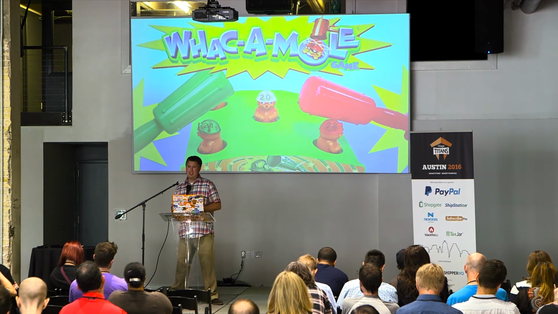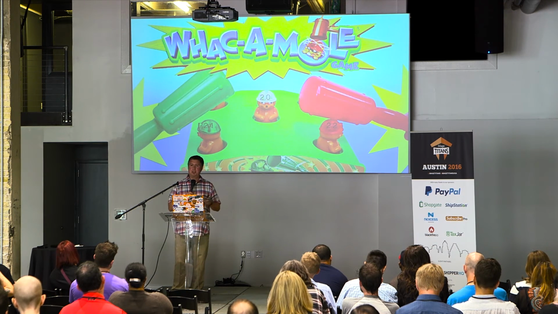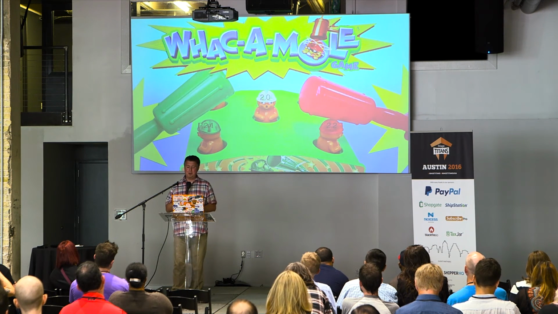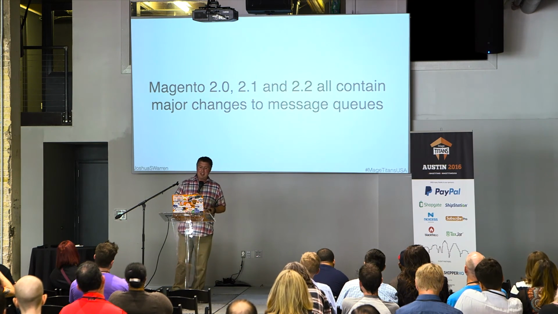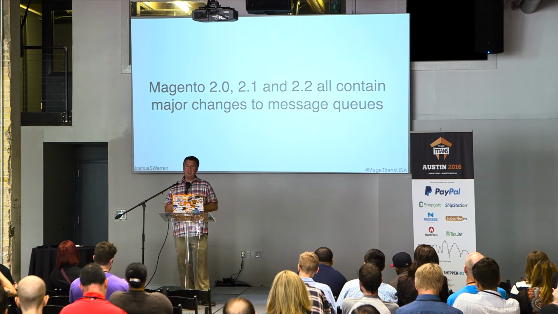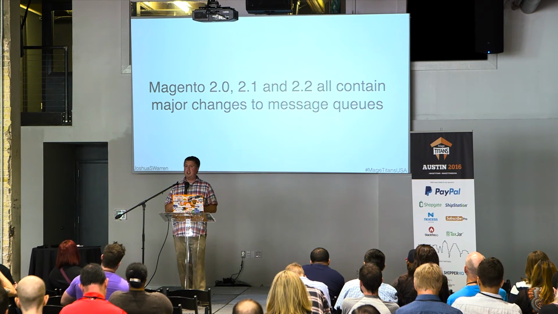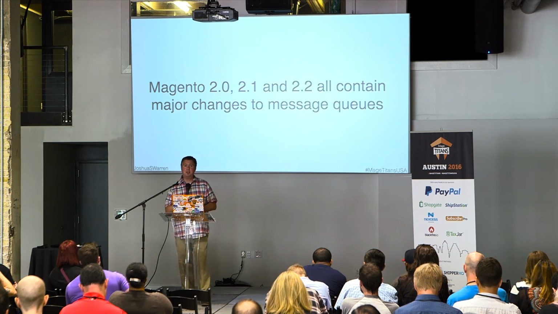First of all, I was giving Chuck a hard time about this earlier. I kind of feel like I'm playing whack-a-mole between Magento 2.0, 2.1, and 2.2 with Rabbit. They all contain major changes to message queues. Luckily, it sounds like most of the changes in 2.2 won't necessarily break things from 2.1. It will just add new functionality.